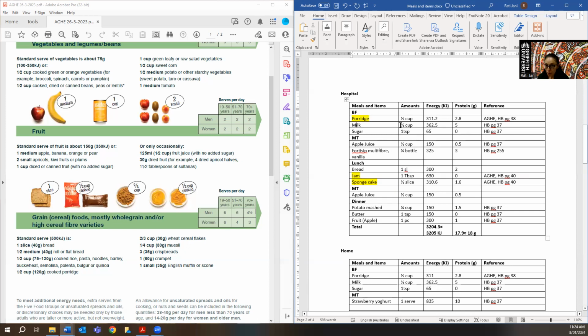Okay. Then we go to milk. Milk is half cup, right? Now I look at my quick ready reckoner again. Do I have milk over here? Fantastic. I do have milk over here. In the hospital food record chart, it does not specify what type of milk and things. If nothing is specified, I will assume that this is regular milk.